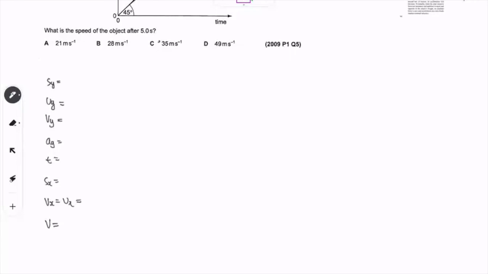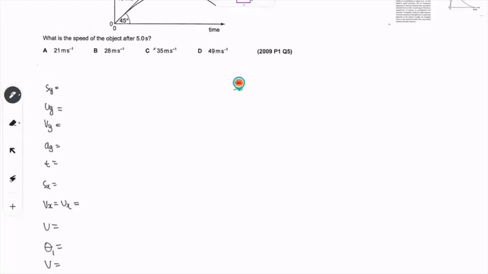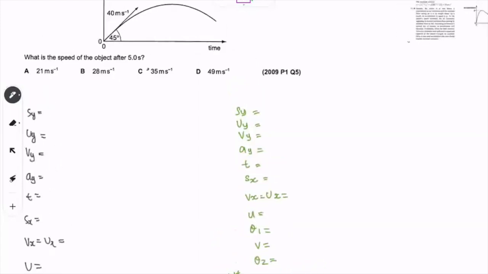Then this is P, then this is U, theta, then V, theta 1 and theta 2. Wait, are we supposed to do all this in MCQ? Aren't we only supposed to take like 1.5 minutes? The trick here is not to do everything. You do the one that is asked of you. How do I know which one? If you do exercises, then you know which one. This one is you, 40.